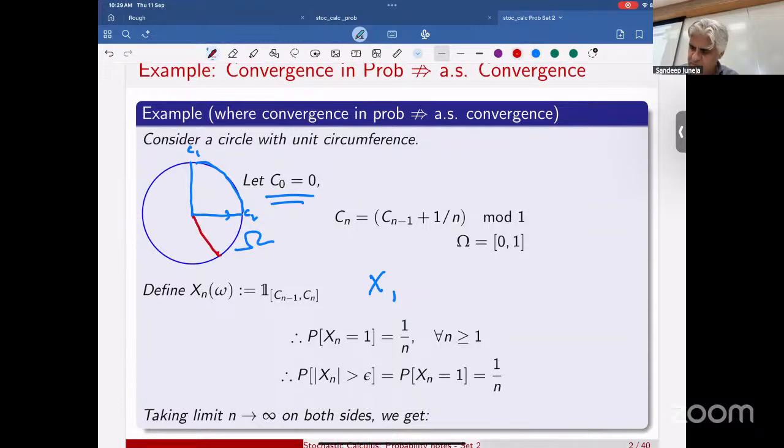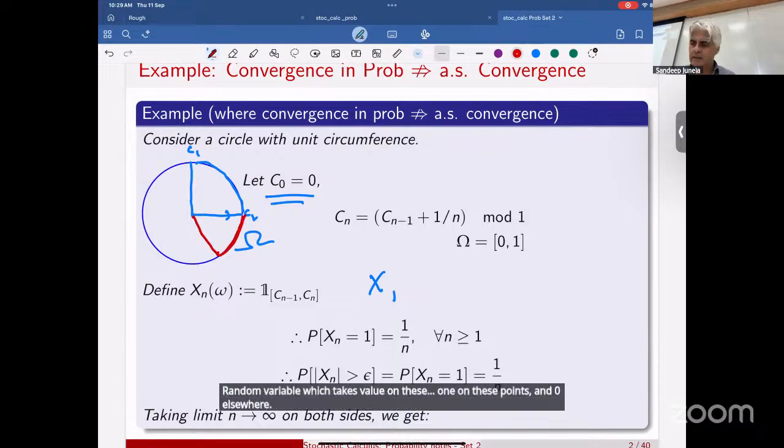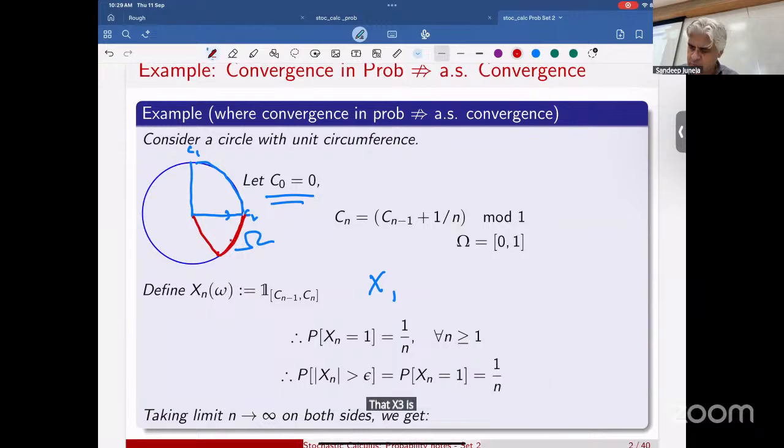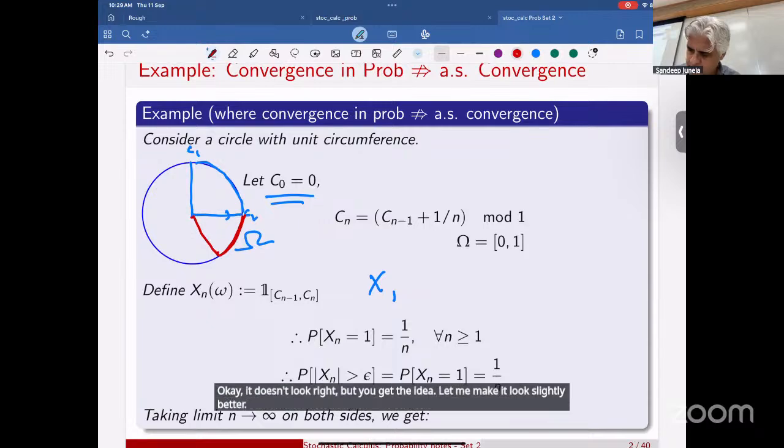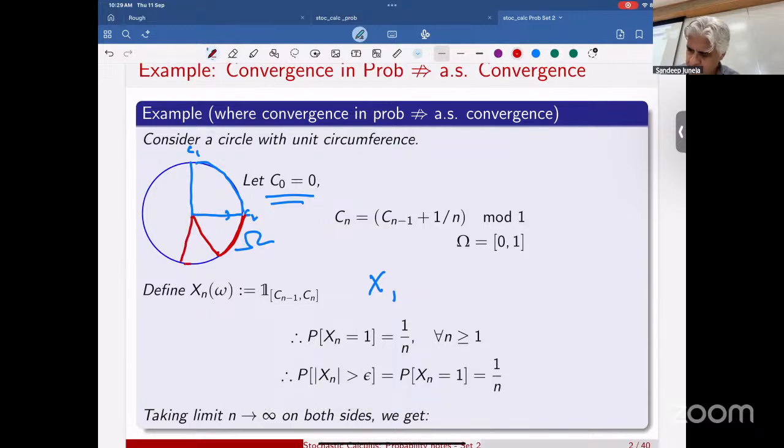Your random variable x2 takes value 1 on these points and 0 elsewhere. Then x3 is going to be, this was 1 by 3, so maybe I'll go 1 by 4 here. It doesn't look right, but you get the idea. Let me make it look slightly better. So x3 is 1 here and 0 elsewhere. Similarly, you can define x4.